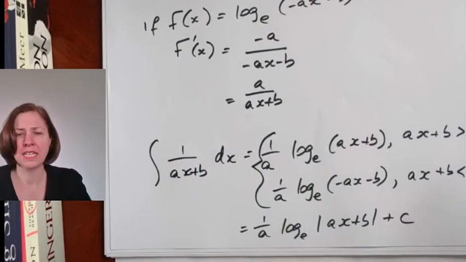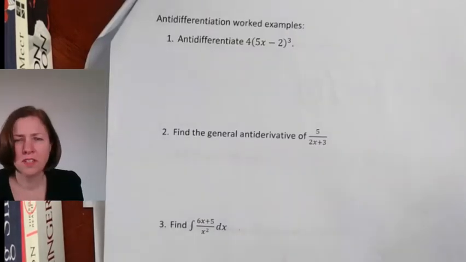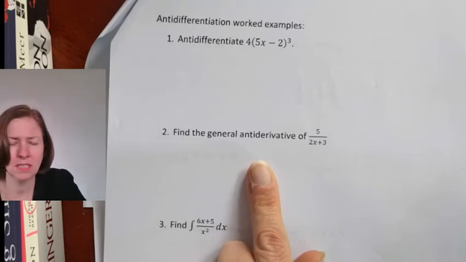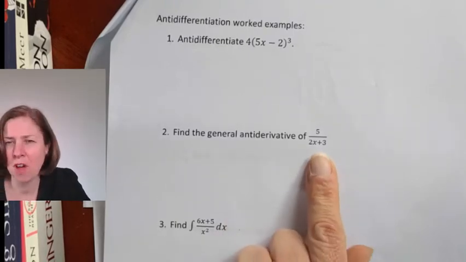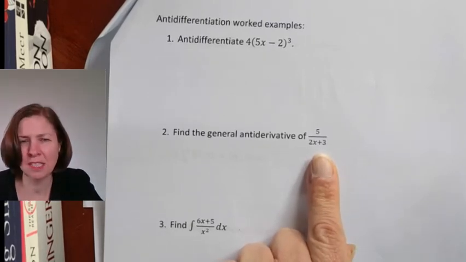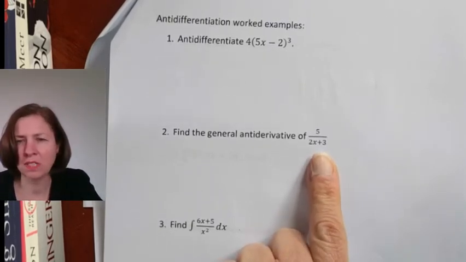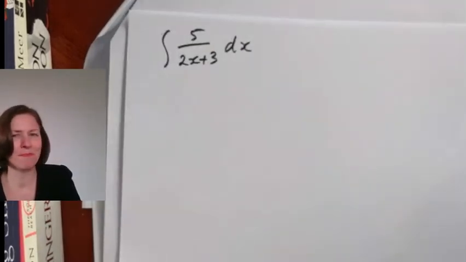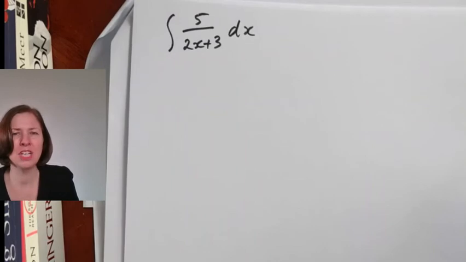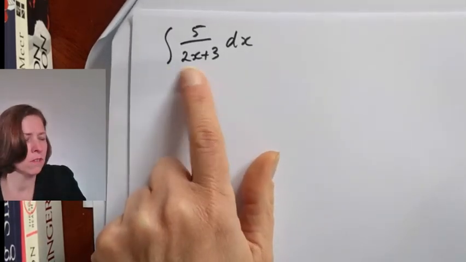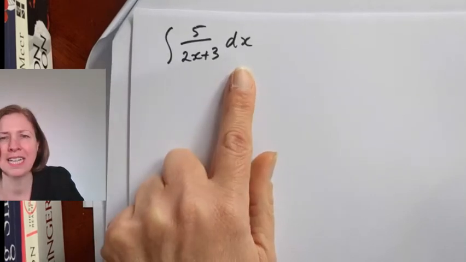So let's do a worked example. The example I'm going to look at is: find the general antiderivative of 5 over 2x plus 3. So this is the same as 5 times 2x plus 3 raised to the power of negative 1. This is the specific case where r equals negative 1. I don't have enough room on that page, so I'm going to do it on a separate page, and I've rewritten the question: find the general antiderivative of 5 over 2x plus 3 dx.